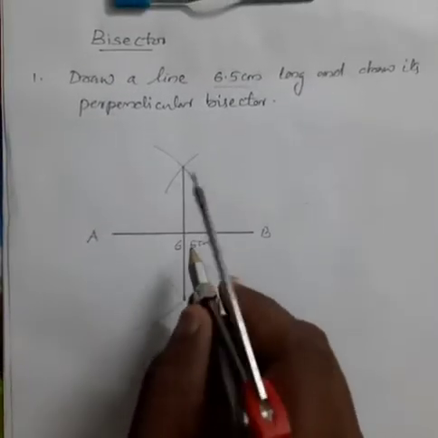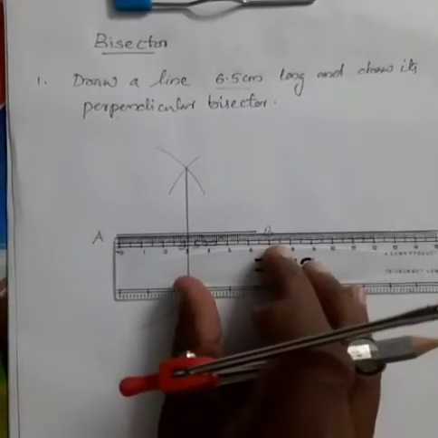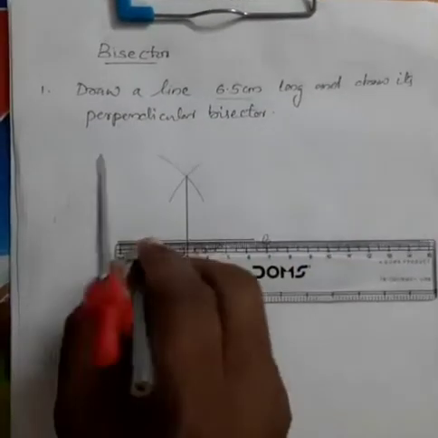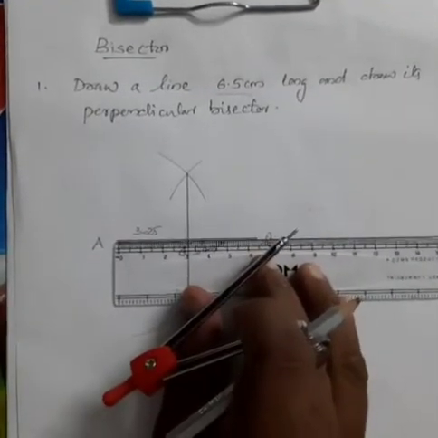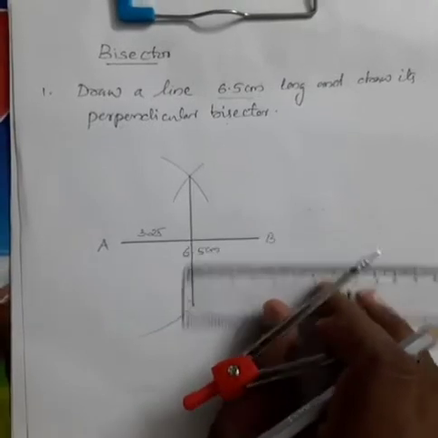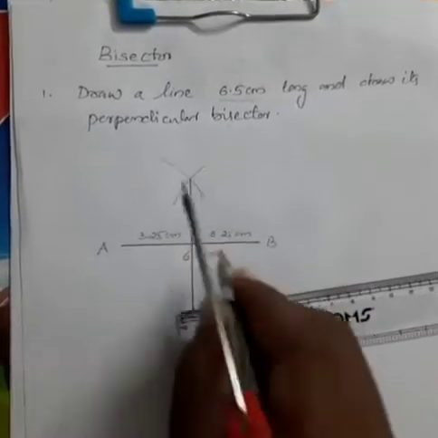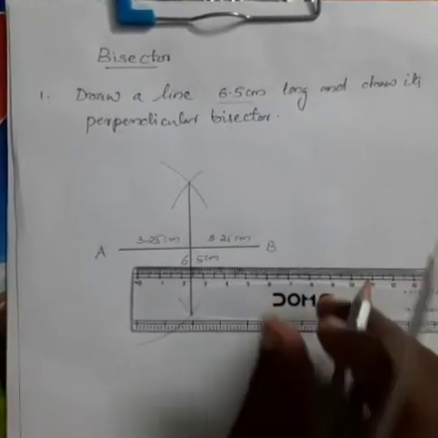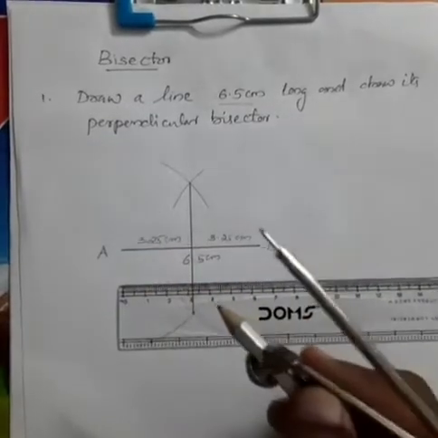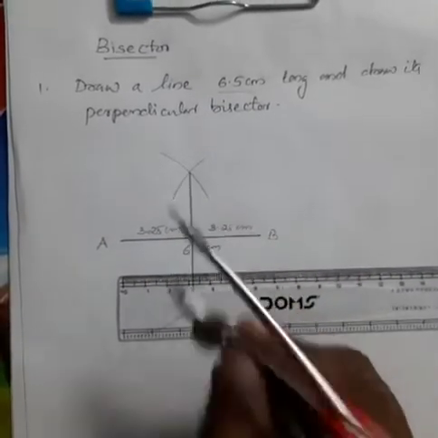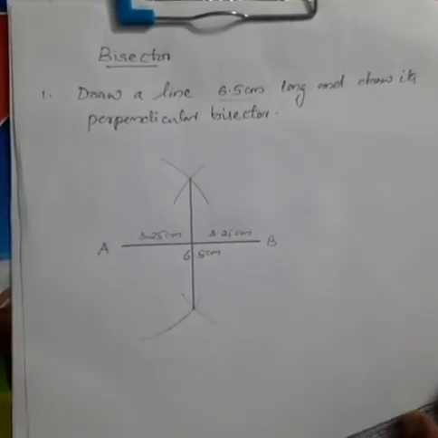We drew a bisector for 6.5 centimeter. You can see here two sides with 3.25. Okay, you can check it. 3.25 centimeter. This 3.25 you cannot draw with your scale. So using a bisector we can draw a 3.25 centimeter line.